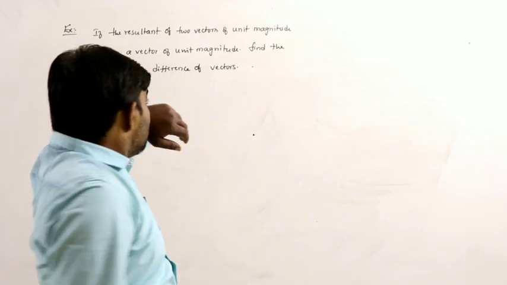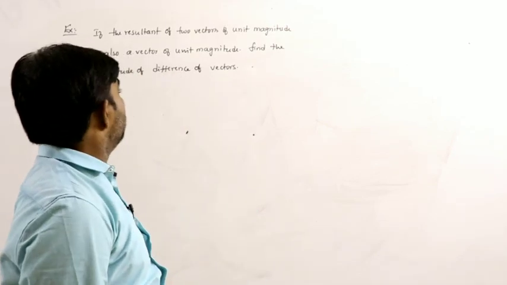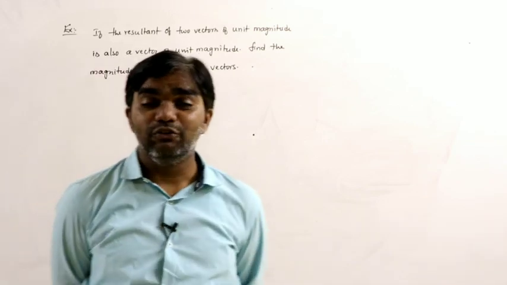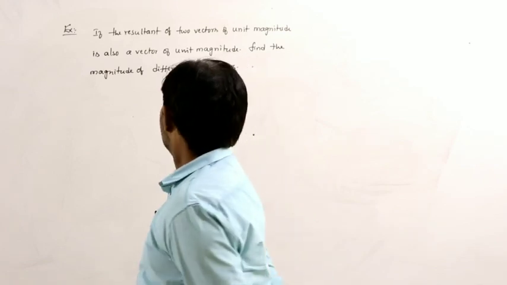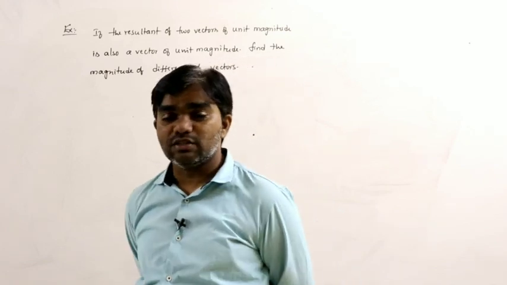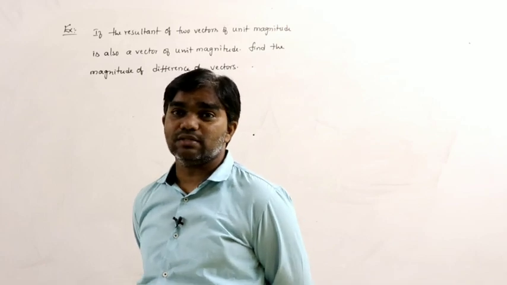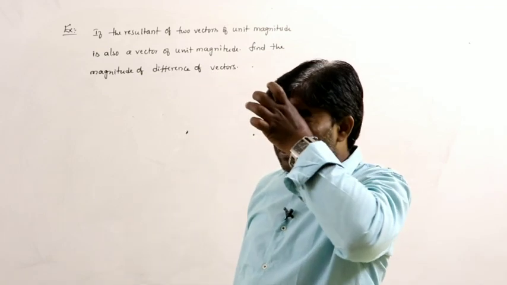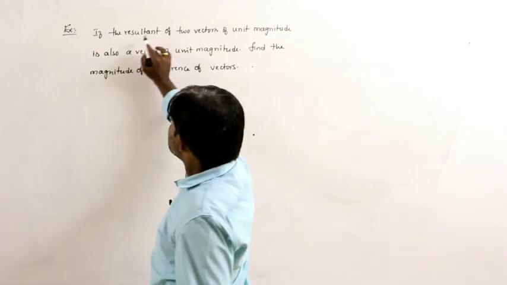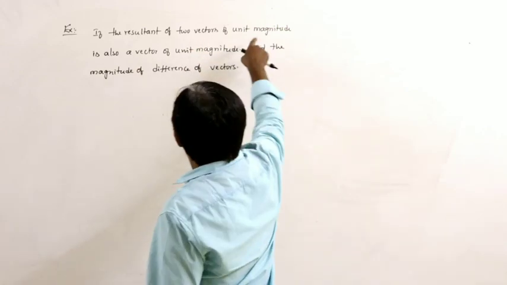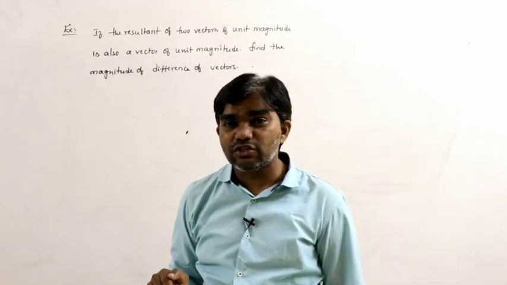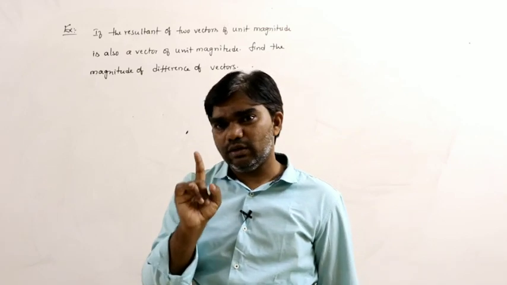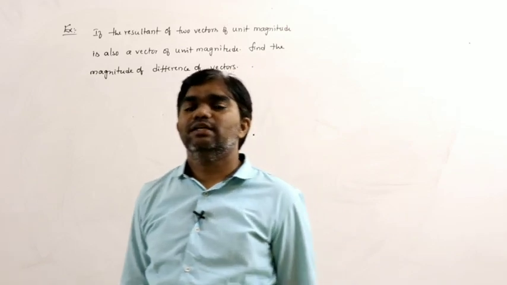What is the question here? The resultant of two vectors of unit magnitude is also a vector of unit magnitude. Find the magnitude of the difference of two vectors. How can we calculate this? Right. So first we have to understand the question. Resultant of two vectors of unit magnitude. That means what is the given condition? The two vectors whose magnitudes are unit, in the sense 1. That means those two are unit vectors.